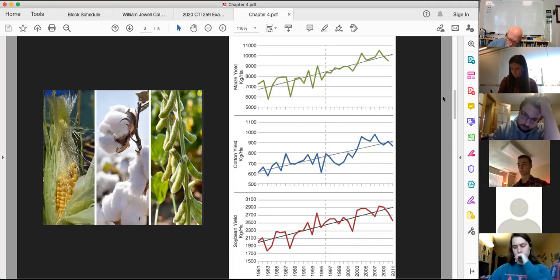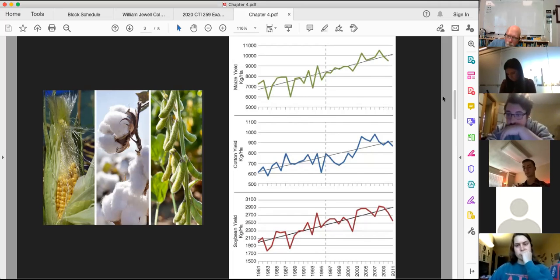So basically, if you look at that graph, you can see that there wasn't really an overall effect of genetically engineered crops on the yield, but yields have still increased over time. So yeah, next slide.